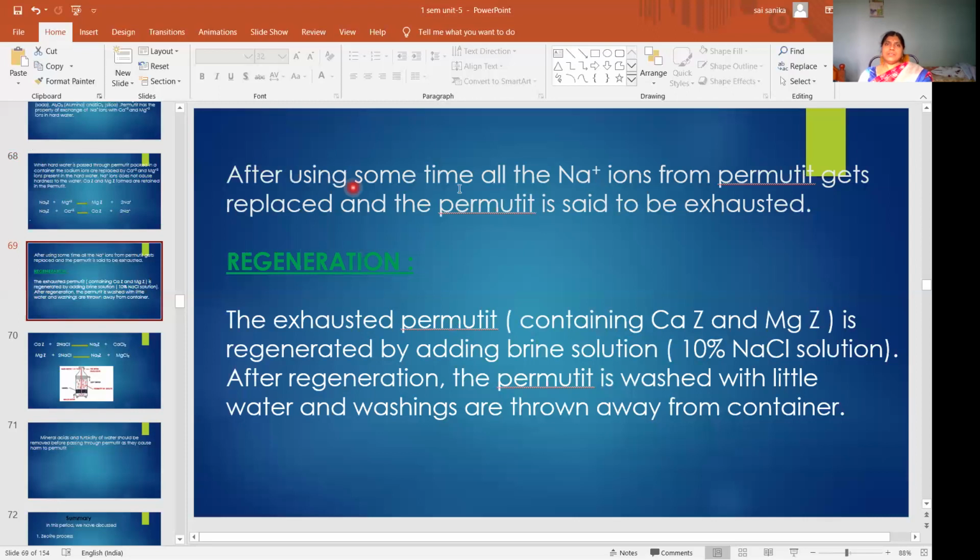Next, after using for some time, all the sodium ions from the permutit get replaced and the permutit is said to be exhausted. So what happens here? After some time, the total sodium ions present in the permutit will be replaced, and there are no sodium ions left to replace. That means the permutit is said to be exhausted. Then, after exhausting, we can regenerate this permutit again.